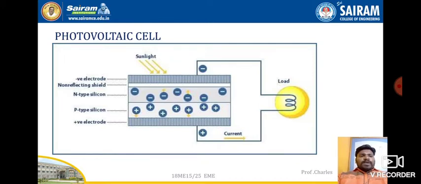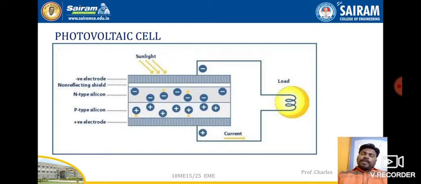And then when current passes, if you keep one bulb in between, that bulb will start glowing. So that is nothing but electrical energy. How we are going to get that is from the sun's energy, with the help of a photovoltaic cell. So this also comes under solar energy, and this is called a renewable energy, because as long as the sun's energy is available in the atmosphere, we can make use of this energy.